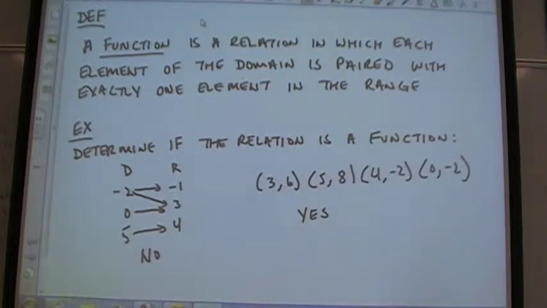Go ahead and write that definition down. A function. A function is a relation, so it's a set of points. We already know what a relation is. It's a set of points in which each element of the domain is paired with exactly one element in the range. So each x value can only be paired up with one y value. I'll give you a second to write that down.